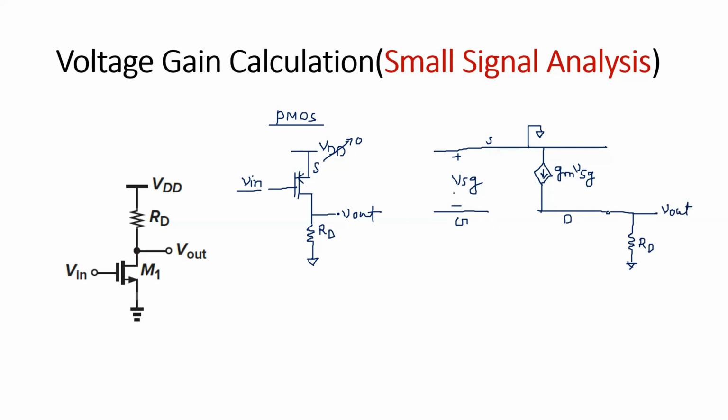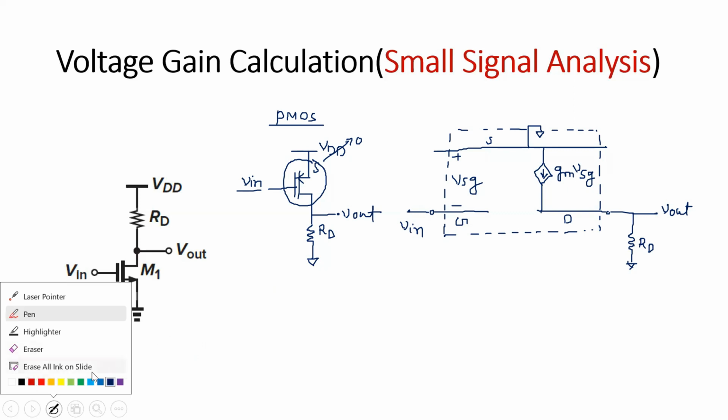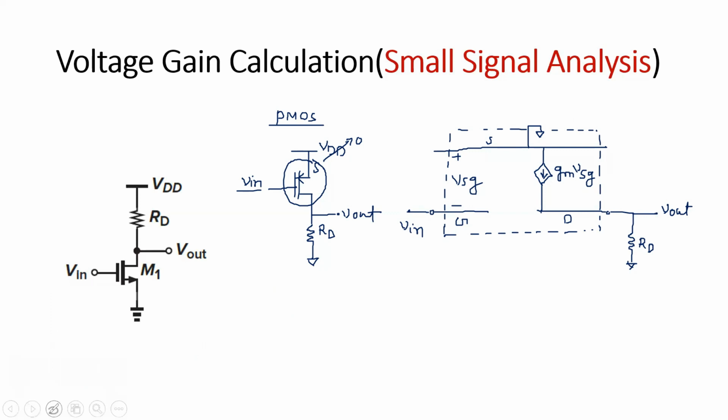So the small signal model is for this structure. This PMOS is represented by this structure, and this RD is outside. So this structure represents a PMOS, and RD is outside. Here the input is applied. At the gate, Vin is applied. So now I can write the equations from this small signal model.